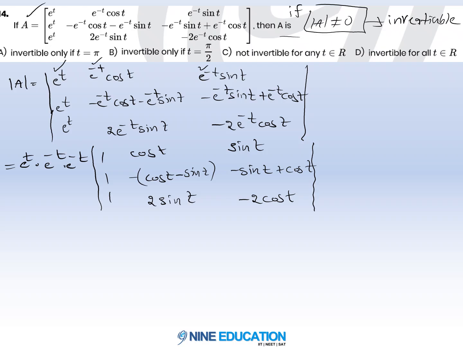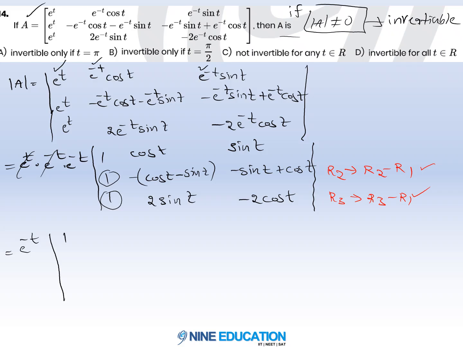So outside, e power t into e power minus t will be 1. So we'll be left with e power minus t here. Before expanding its determinant, let's try to convert these two ones into zeros. For which we need to apply r2 tends to r2 minus r1, and r3 tends to r3 minus r1. Let's apply these two row operations so that these two elements will become 0.